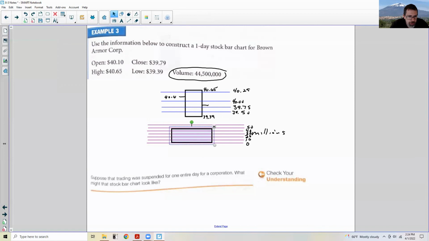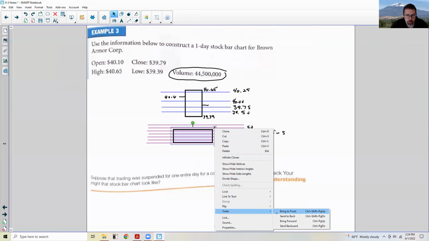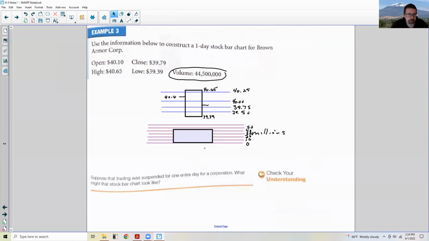Struggles are real sometimes. Okay, so I want this at 44, which would be approximately there. And I'm trying to resize this so it looks like 44. And something like that. 10, 20, 30, 40, a little bit more than 40,000, less than 50. So there would be a volume chart, and let's move this to the front. Order, bring to front. So there it is. That's what it would look like.